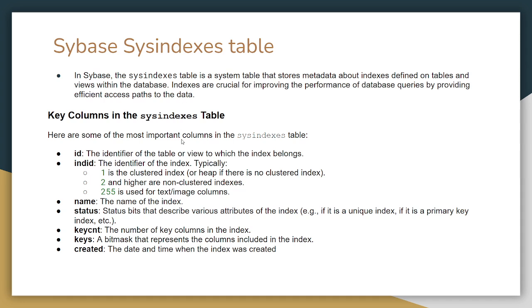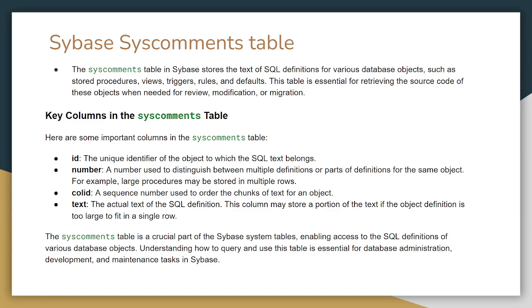So we'll move to the next database table in Sybase, which is also crucial. The sys comments table is also used in Sybase for data object verification, and it stores the text of SQL definitions for various database objects such as stored procedures, views, triggers, rules, and defaults. This table is essential for retrieving the source code of these objects when needed for review, modification, or migration.